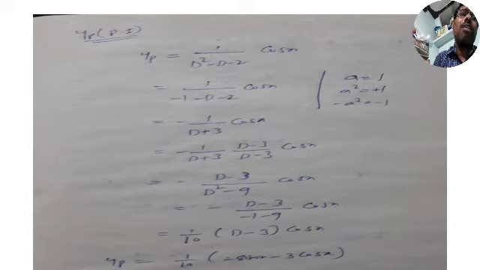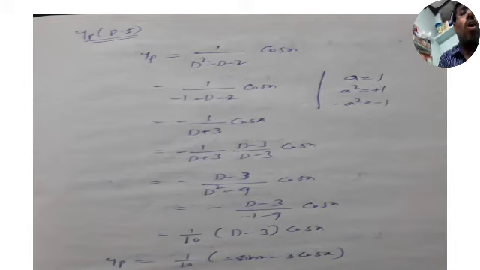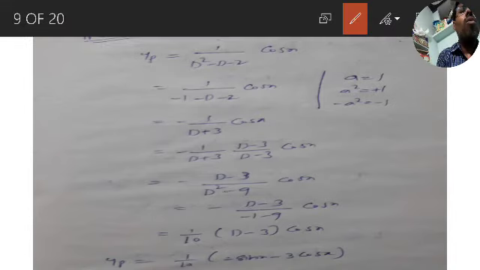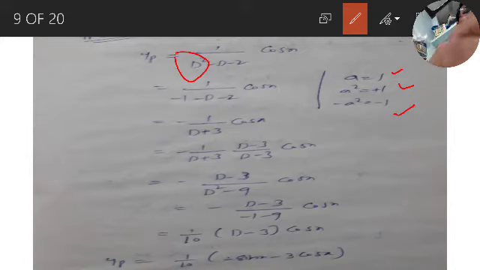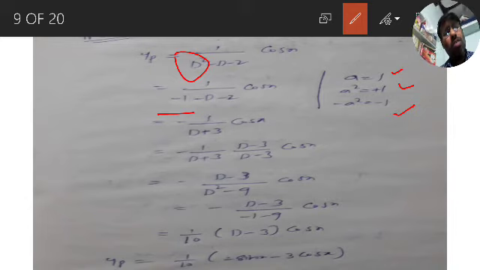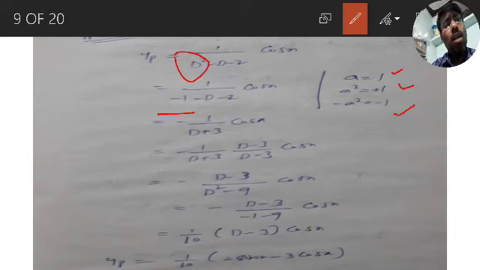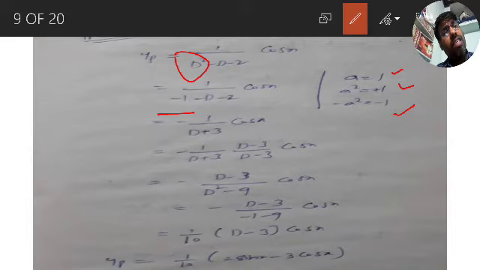Cos x, you are having a is equal to 1. What is a value? a is equal to 1, a square is equal to 1, minus a square is equal to minus 1. So at place of d square, substitute minus 1. This is a method. The method tells, what does the method tell? If f(D) of y is equal to sin x or cos x, then replace d square by minus a square. Here what is a? a is equal to 1.